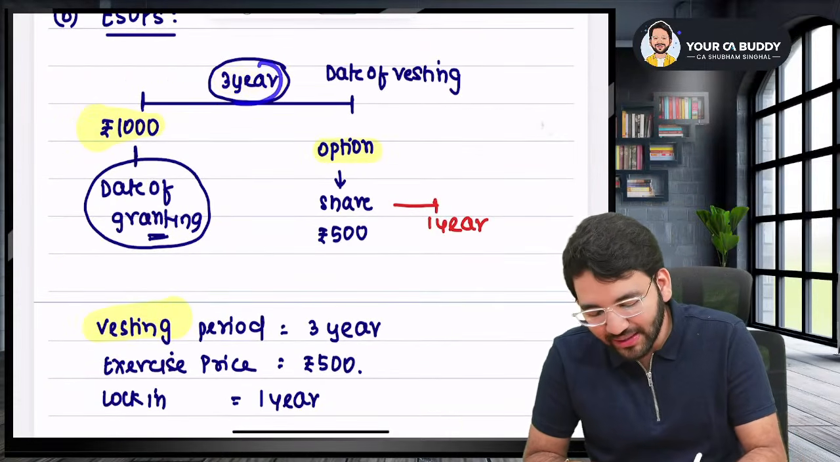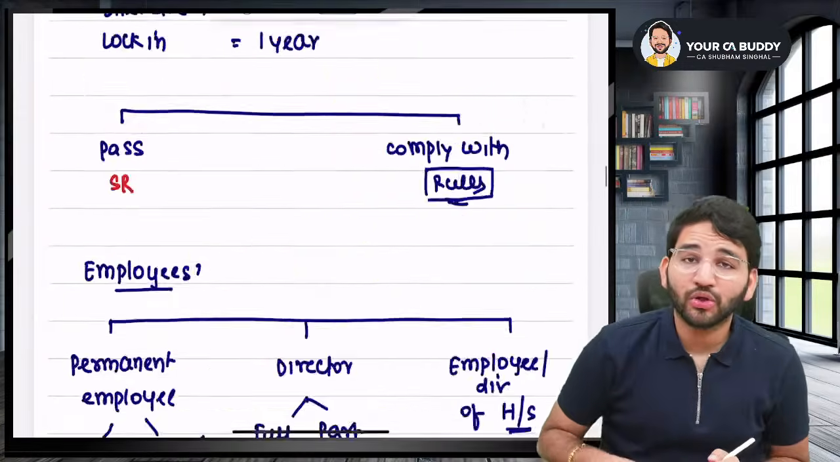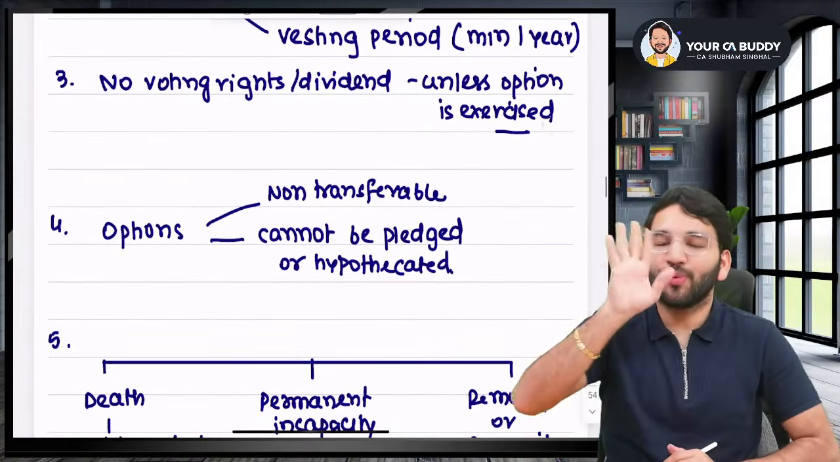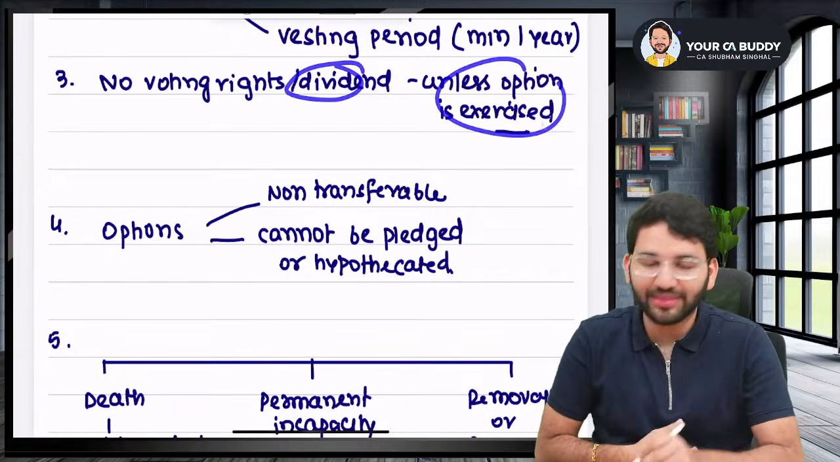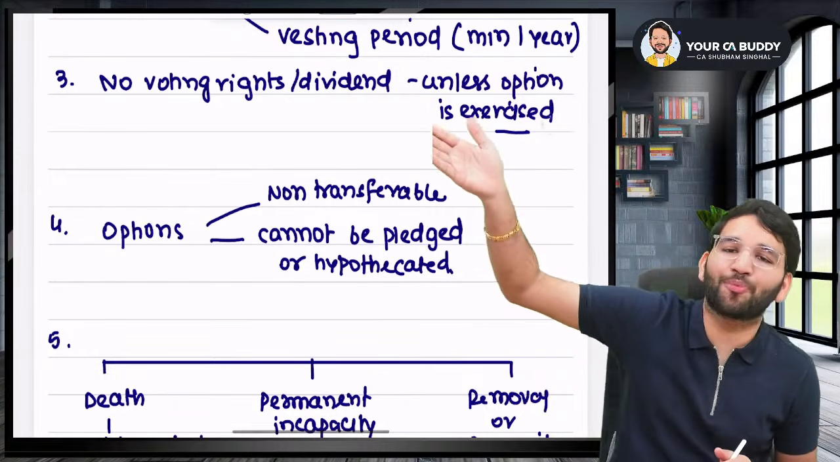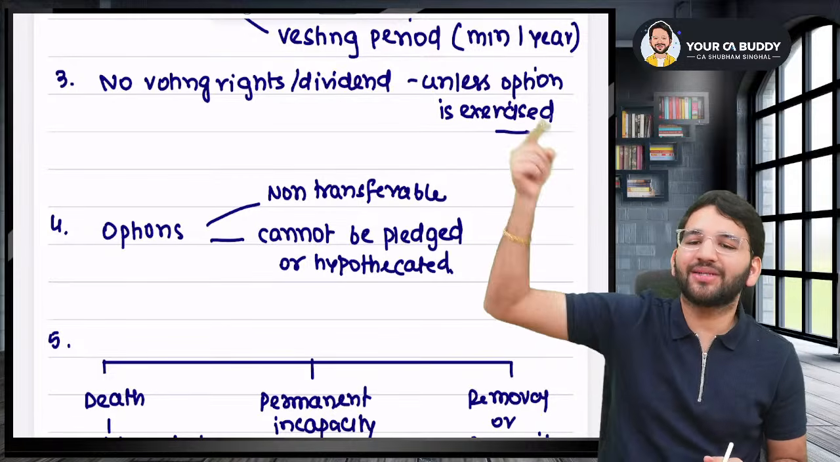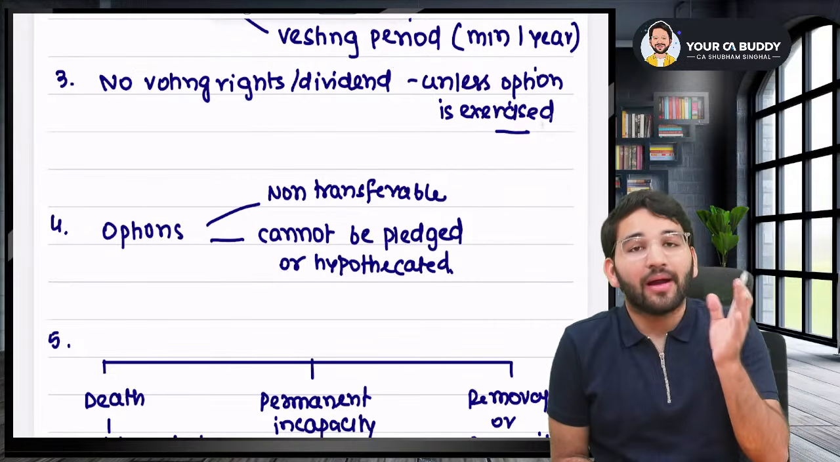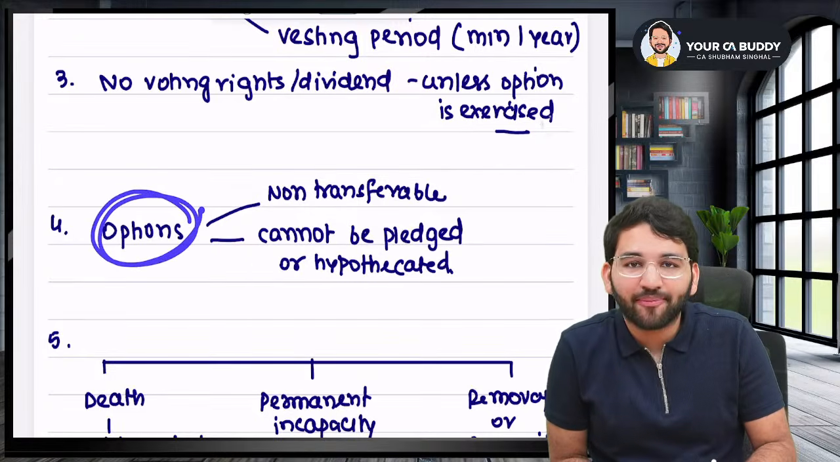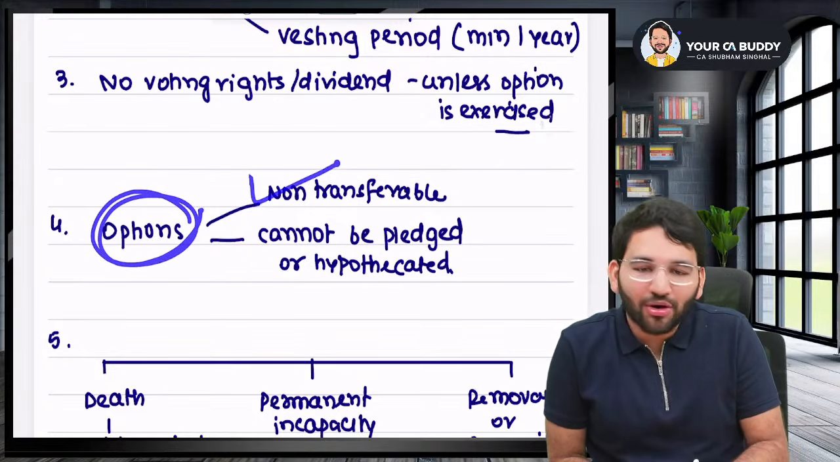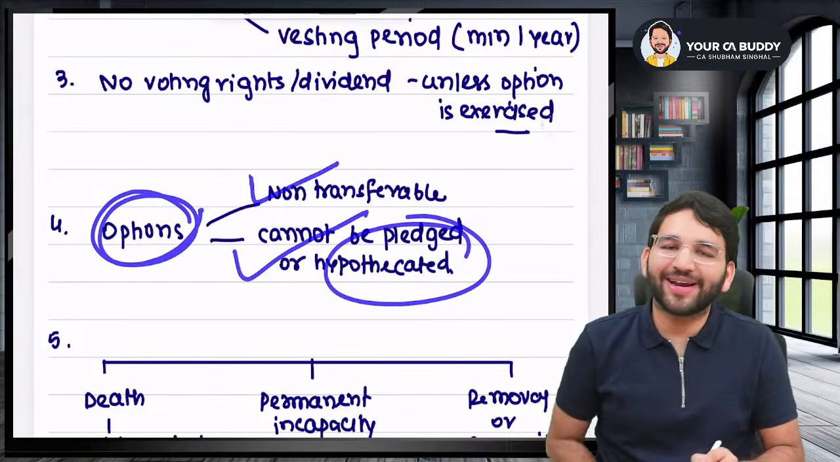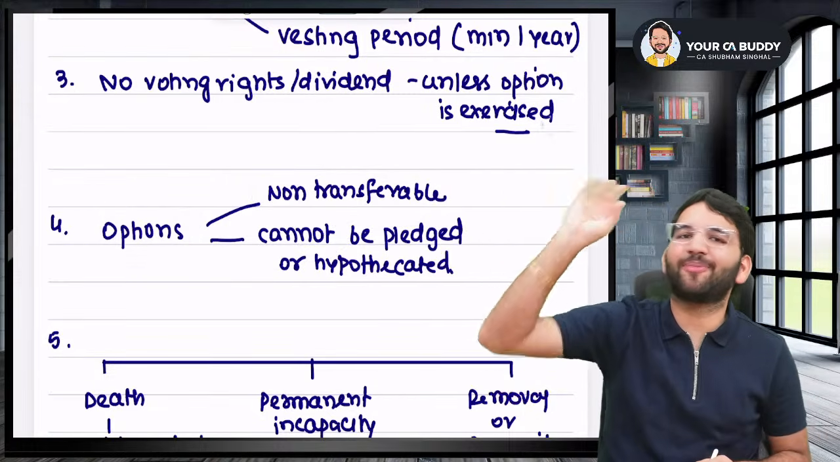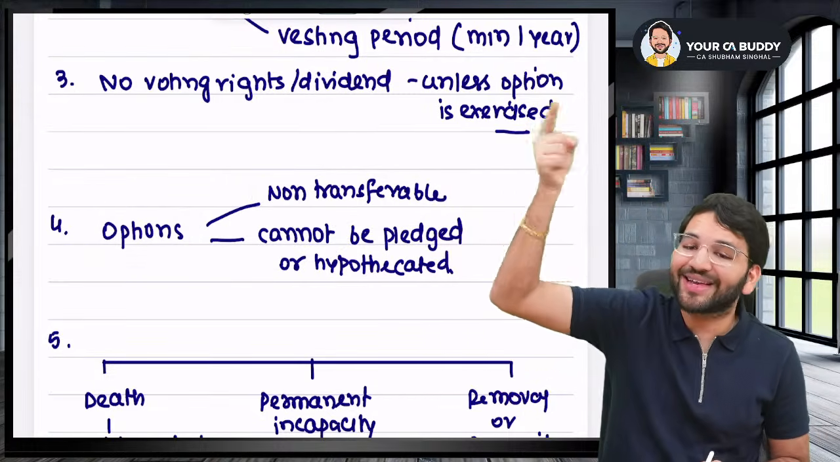Number three, sir, when the ESOPs are granted, today is the day of grant, and after 3 years it will vest. So today, when the ESOPs are granted, you will not get any voting rights or dividends on that. Once you exercise the options, as in once you get the shares, that is when you get the voting rights and dividend. Until then, there is no voting rights or dividend. And more importantly, the option that you have, sir, is not an asset. You cannot transfer it. You cannot pledge or hypothecate it. You cannot do anything with that option. It is basically useless until the time you exercise it.